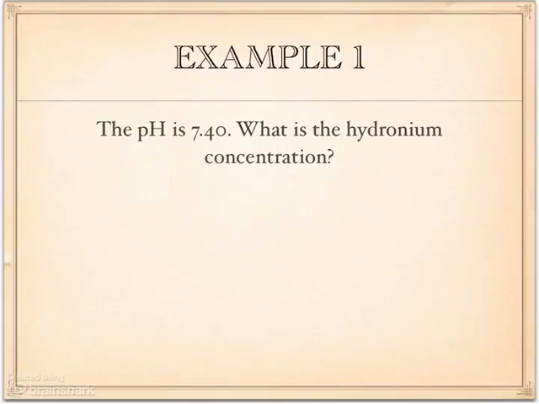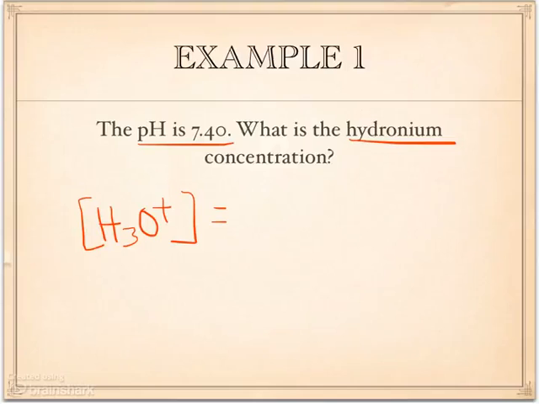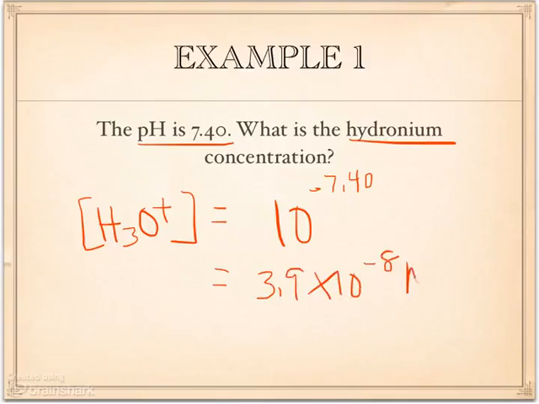So here's an example. In this case, you have a pH of 7.40 and you're looking for hydronium. So it's a relatively easy calculation. Hydronium is equal to 10 to the negative pH power, which in this case would be negative 7.40. Put that into your calculator, and you should end up with 3.9 times 10 to the negative 8 molar, and that would be the concentration in this case.